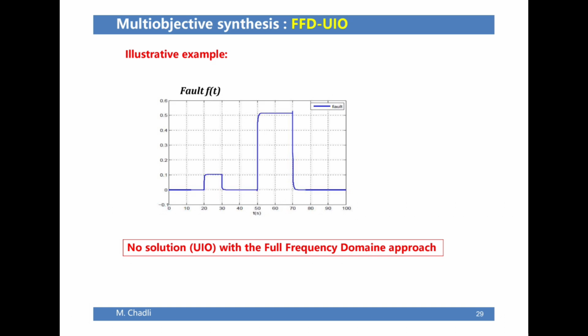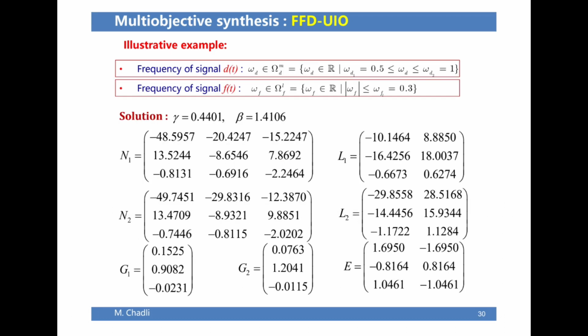But if we consider the following case, with a disturbance signal and a fault signal in the following frequency domains, the disturbance belongs to the middle frequency and the faults belong to the low frequency domain. The low frequency domain is represented by omega FL equal to 0.3, and the middle frequency by omega D1 and omega D2, 0.5 and 1. This is just an illustrative example.